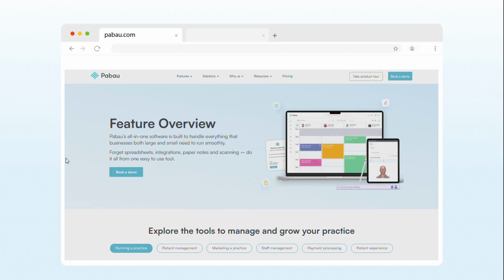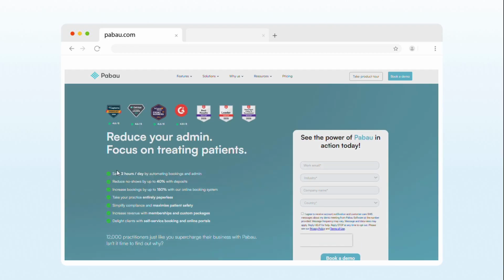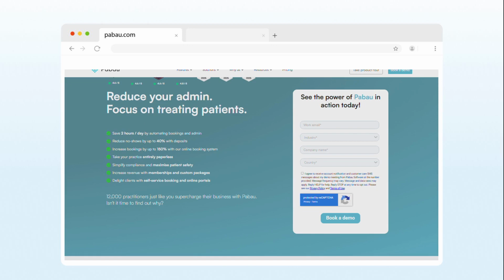In summary, ICD-10 supports accurate healthcare documentation, and platforms like Pabau help streamline this.